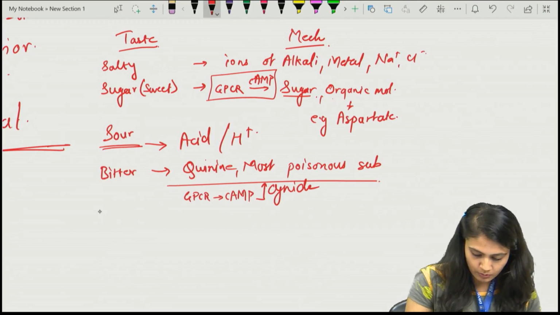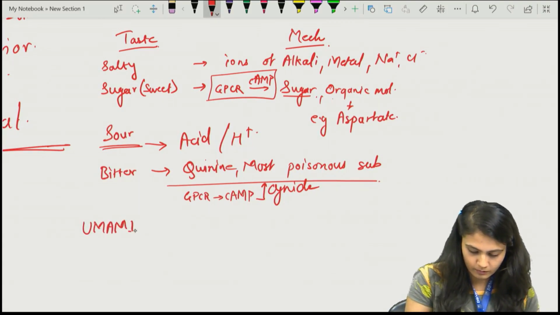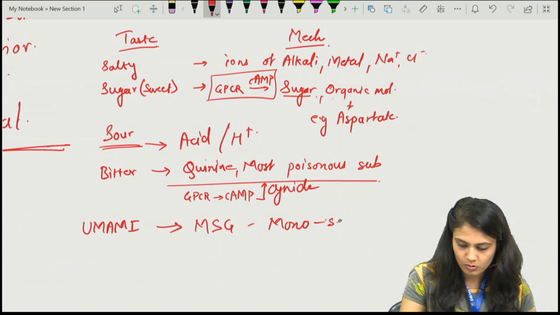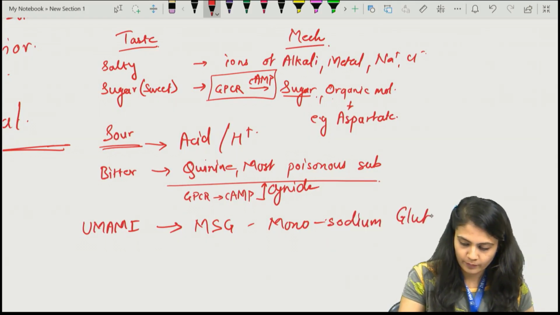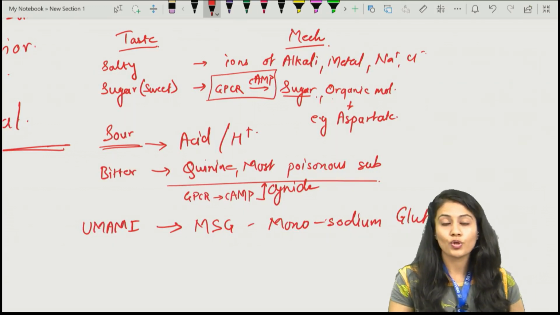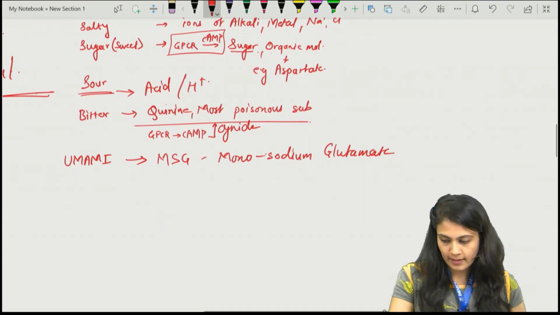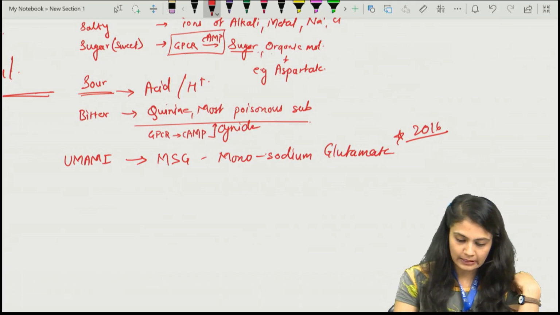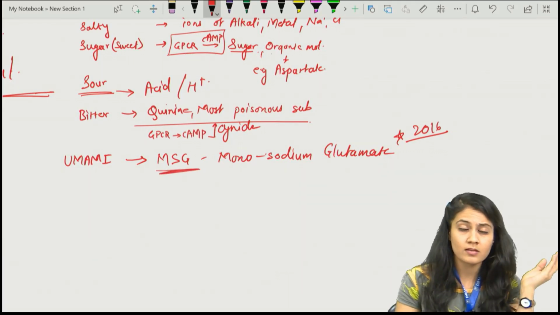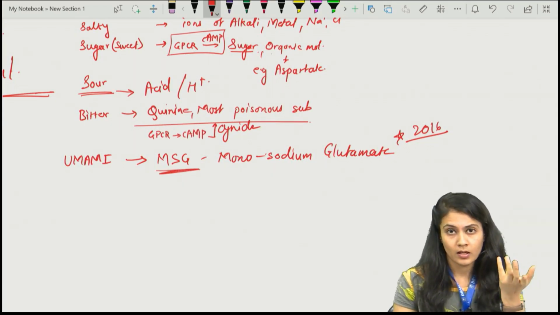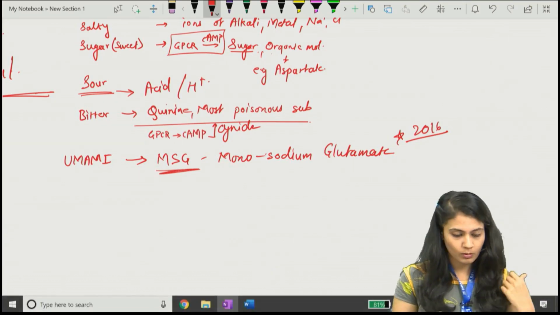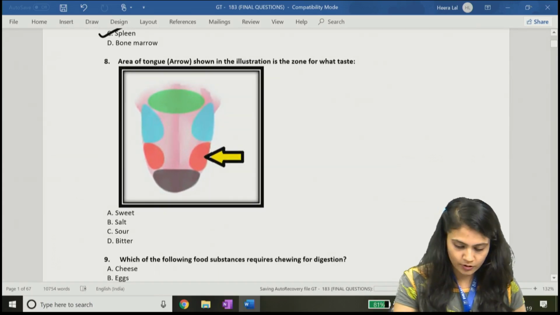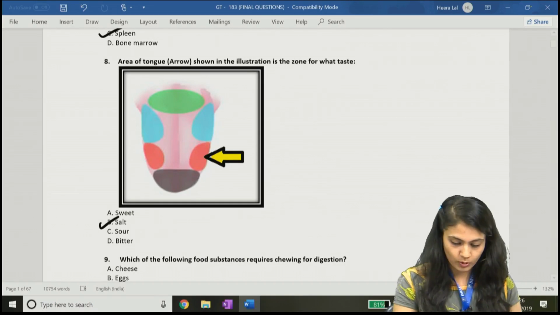Through that, if these kinds of substances are ingested, they will give us a bitter taste sensation. The new taste which I was talking about is umami, and it comes through monosodium glutamate. This was a question of the NEET exam 2016. So they asked about the umami taste sensation. It comes with monosodium glutamate. It was invented by Japanese people as Ajinomoto. So the answer to our question is whatever they showed over here, that is for salt sensation. So option B is the answer of our question.